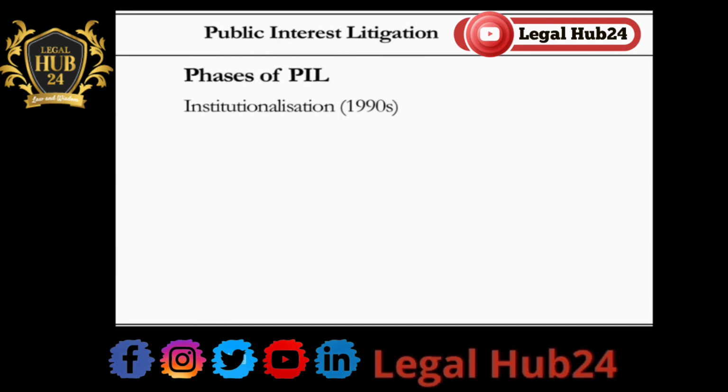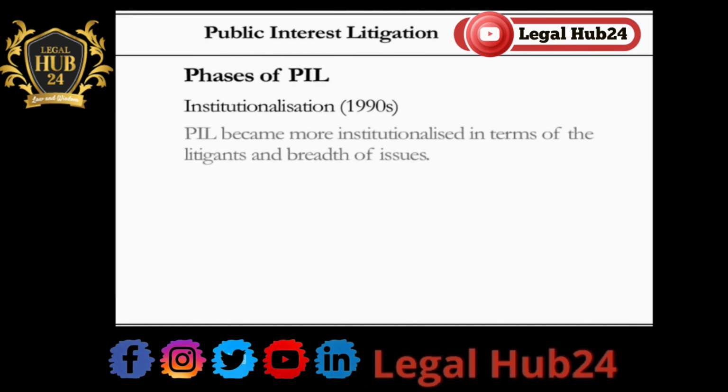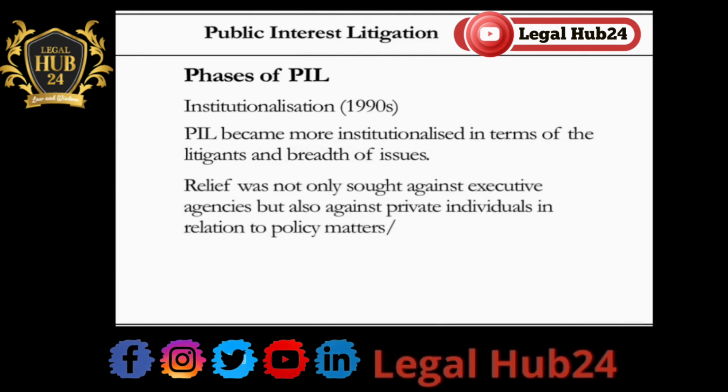In the second phase, which was in the 1990s, PIL became more institutionalized in terms of the litigants and breadth of issues. Several specialized NGOs and lawyers started bringing matters of public interest on a much more regular basis. The breadth of issues also expanded tremendously, ranging from environmental protection, sexual harassment at the workplace, right to education, to good governance and general accountability of the government. Relief was not only sought against executive agencies, but also against private individuals in relation to policy matters.